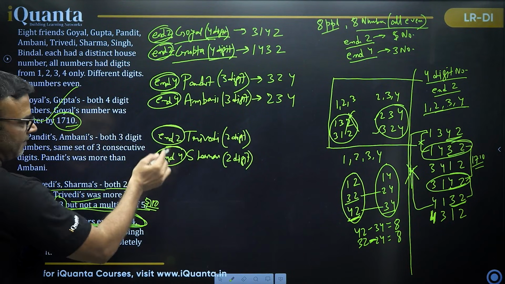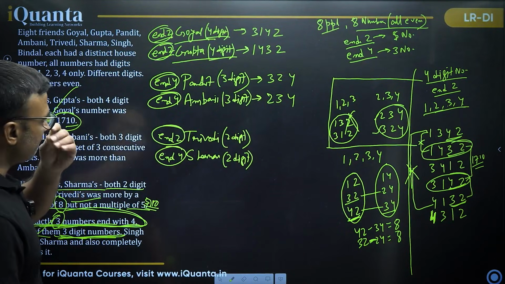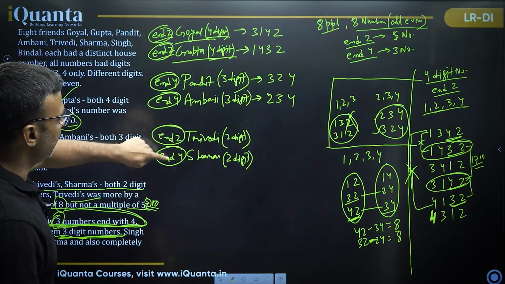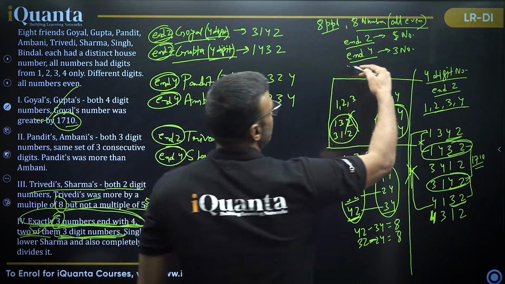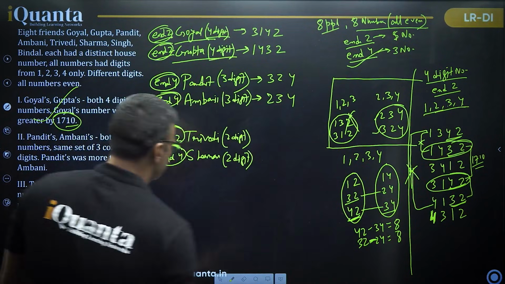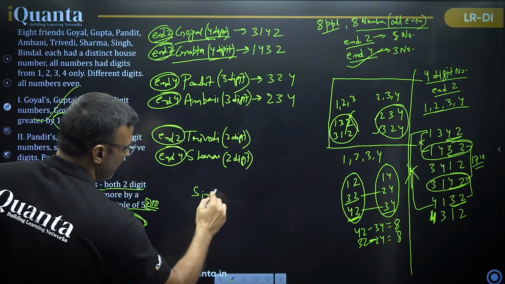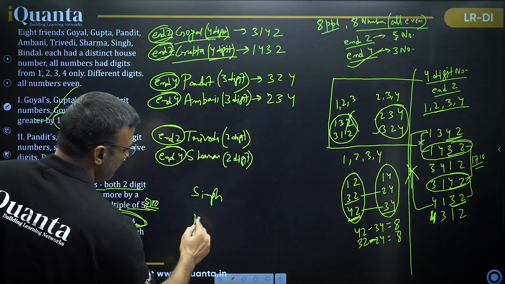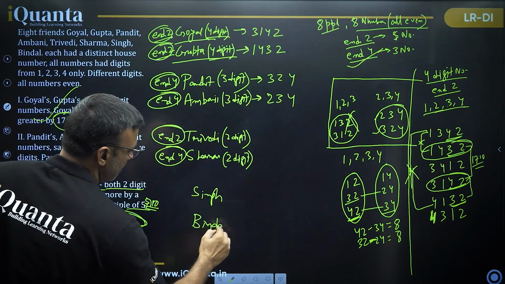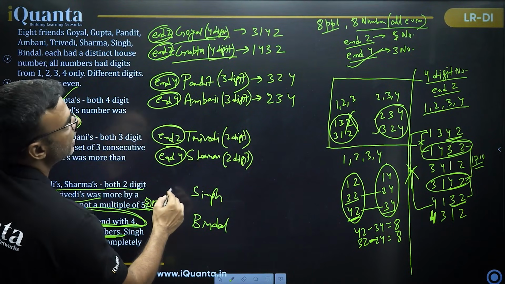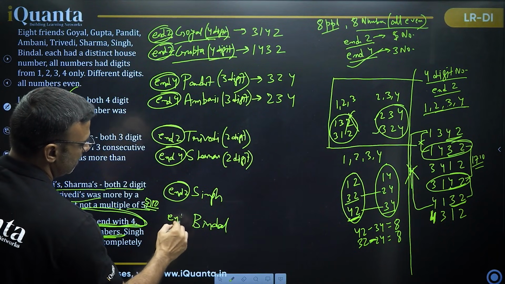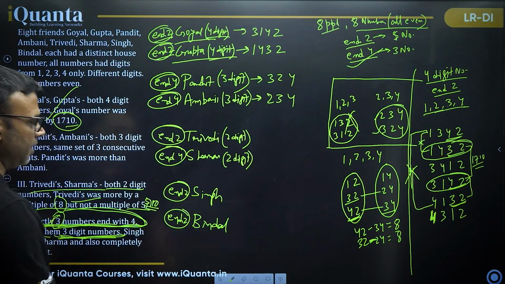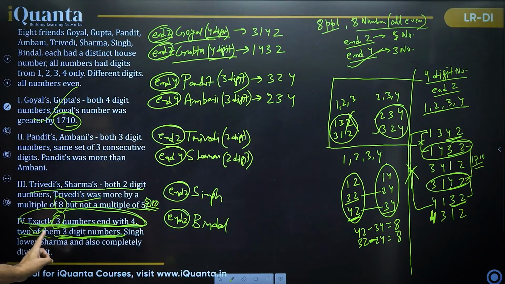We still have to decide these two. Now, what we have is, ending in 4, we already have 3 numbers. Ending in 2, we already have 3 numbers. So that means this is done. Out of this, 2 more are remaining. So that means Singh and Bindal both have to be ending in 2. So end in 2, end in 2. That is absolutely clear.